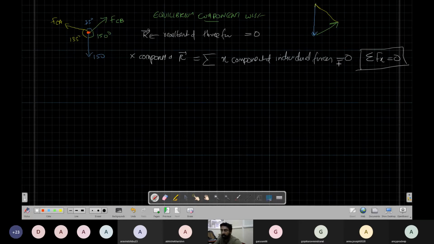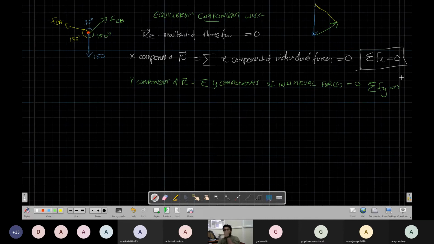The summation of Fx equal to 0. Similarly, I can also tell the y component of resultant equals the summation of y components of individual forces. This will be equal to 0 because the resultant is equal to 0. Okay, so this is sometimes written as summation Fy equal to 0. Summation of y components of all forces equal to 0. Okay, 0 ആവുന്നത് equilibrium, അല്ലെങ്കിൽ it will have some value. Right. Now അത് നമുക്ക് ഇവിടെ യൂസ് ചെയ്യാൻ പറ്റുമോ എന്നാണ് നമ്മൾ ഇപ്പോൾ നോക്കേണ്ടത്. So what I will do is okay.